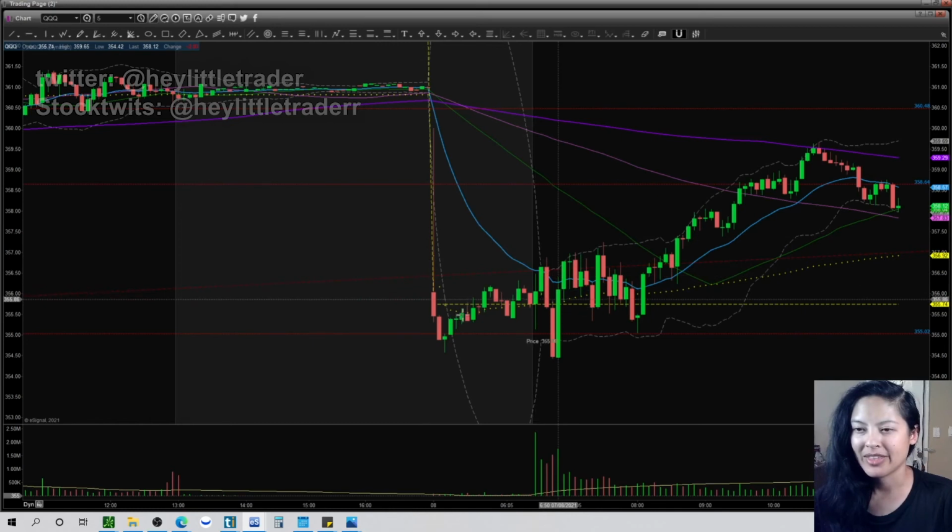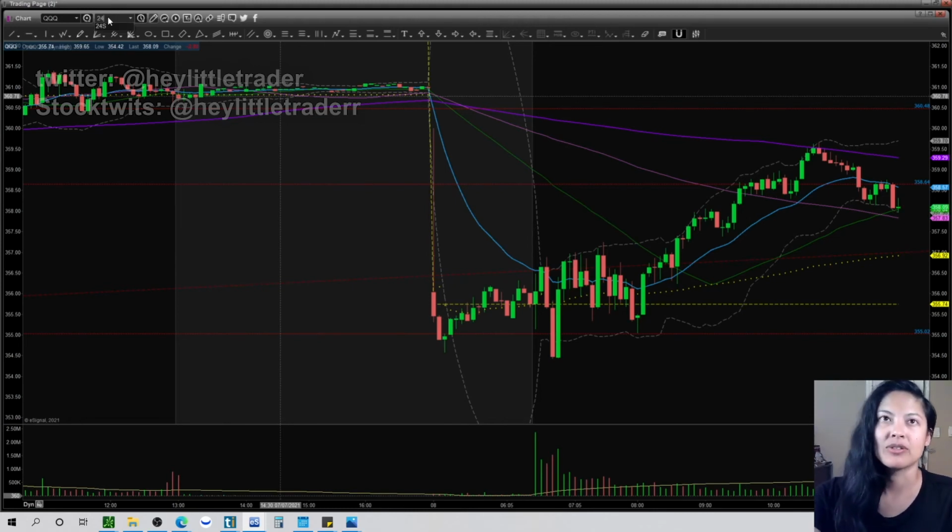It looks like the levels that we mapped out yesterday worked almost perfectly, especially if you're trading any of the QQQ ETFs, like TQQQ or SQQQ. You could always use these levels to trade off of. Now I want to zoom in to the 24-second chart, because that's how you can get really precise entries. So let me go to 24 seconds.